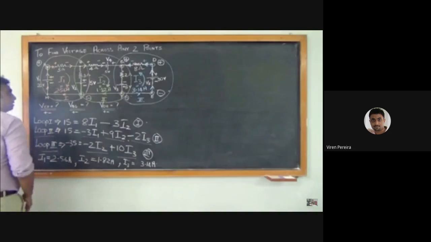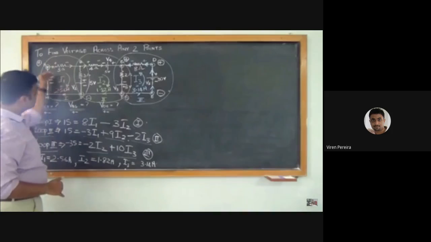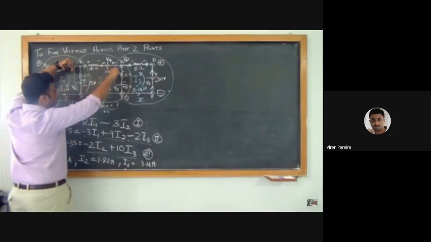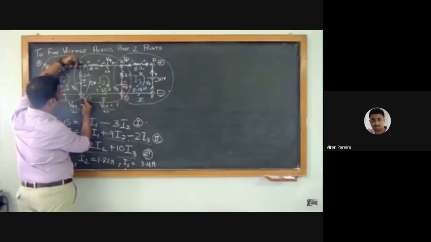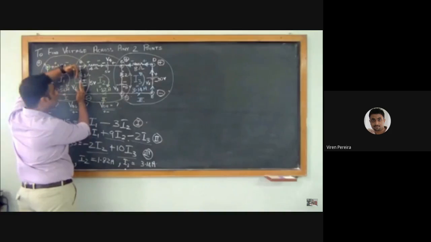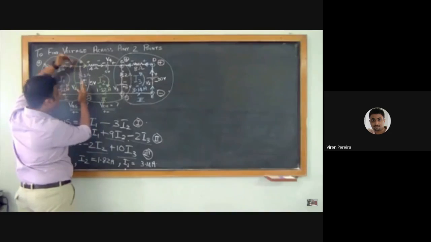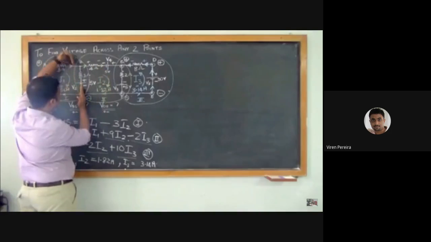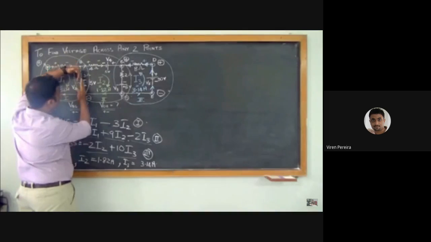It is pretty simple. This is your I1 direction. It is flowing from top to down. And what about I2? I2 is flowing from down to top. So it will be a combination of I1 minus I2, because I1 is flowing from top to down, and I2 is flowing from down to top. So it will be I1 minus I2.